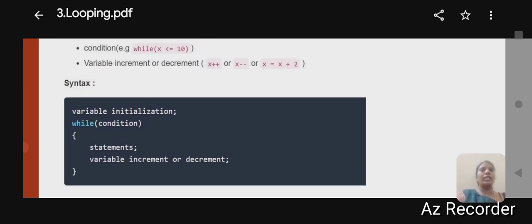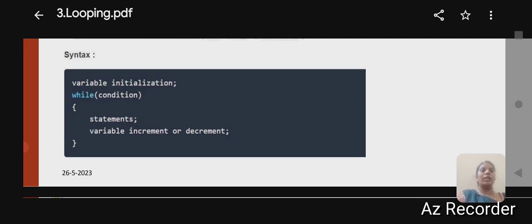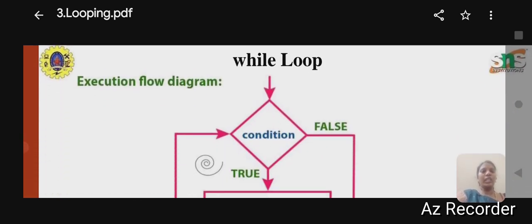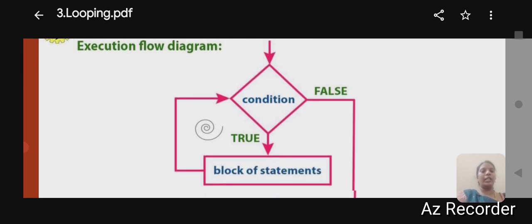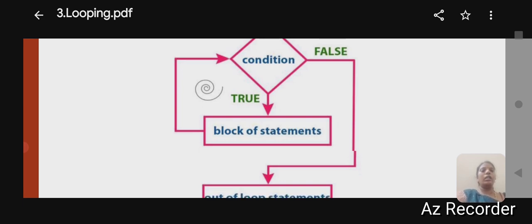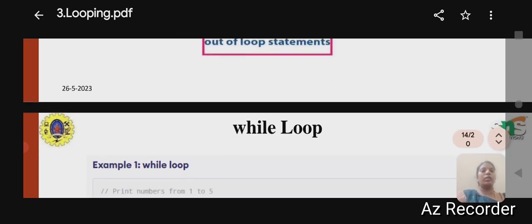In a for loop we have a single line with the keyword for, and inside the brackets we have the initialization, condition, and increment or decrement. But here, we first initialize the variable, then we have the keyword while, and continue with the condition in brackets, then open the block of statements, followed by the variable increment or decrement. In the flow diagram for the while loop, we first enter the condition. If the condition is true, it enters the block of statements and repeats in a loop until the condition is false. If the condition becomes false, it comes out of the loop.